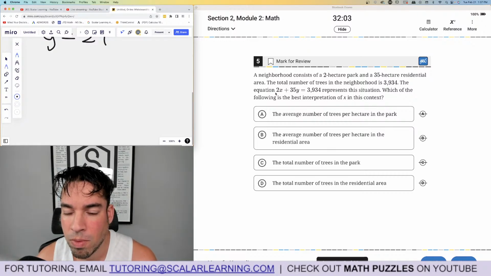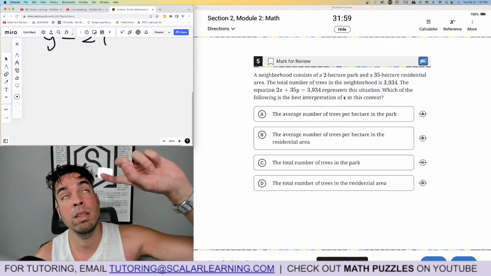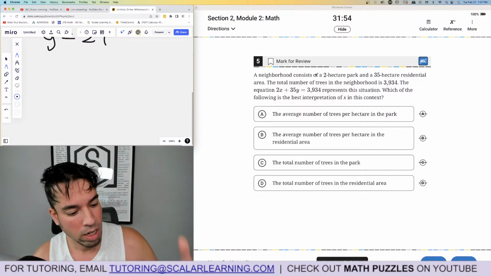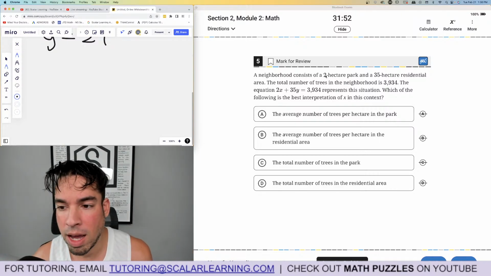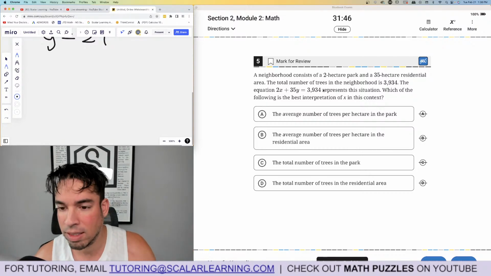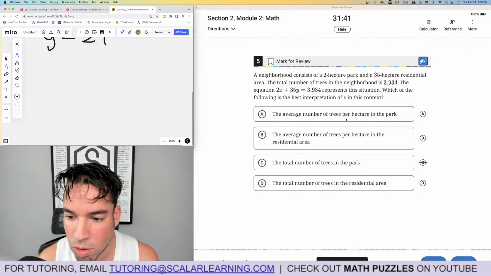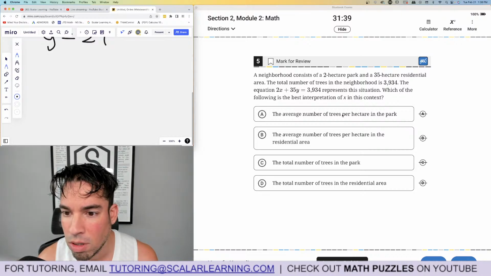So x is the number of, oh, I'm sorry, I said that backwards. X is the number of trees per hectare. So for example, if we have, let's say, 10 trees per hectare, you'd plug in 10 for x and it'd be 20, like that, right? So it'd be 20 plus 35y, so x is the average number of trees per hectare in the park.